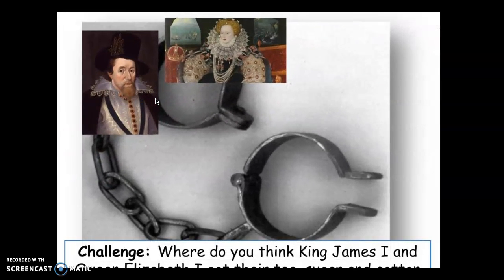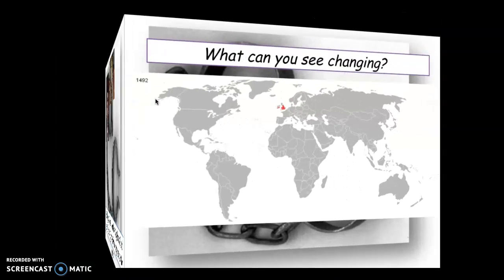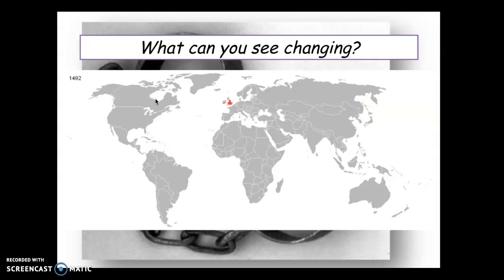So challenge question, where do you think King James I and Queen Elizabeth I got their tea, sugar, and cotton from? Well, if you said the colonies, you would be absolutely right. They had many colonies. And again, we're going to just focus on the 13 colonies, but you can see that as this map changes, early on, Great Britain had few colonies in the world, but as time marches on, their colonial empire reaches new heights.